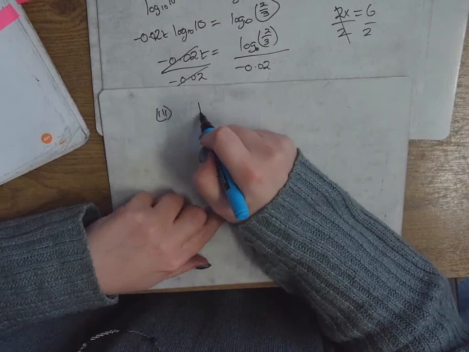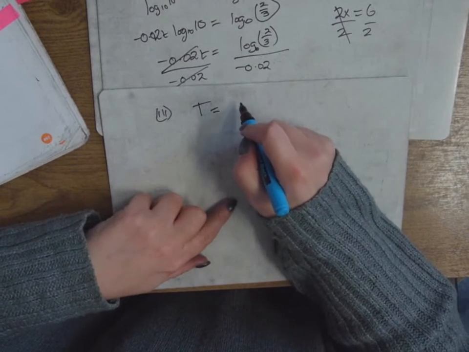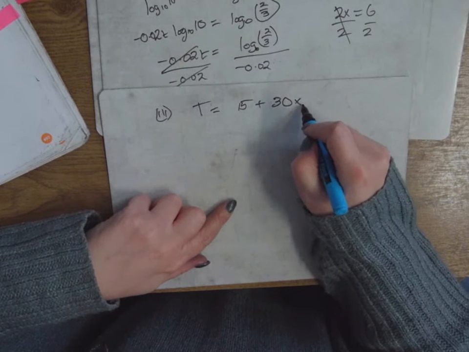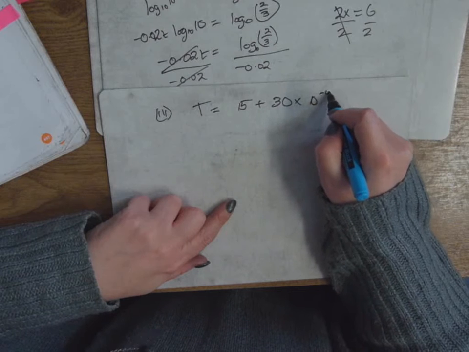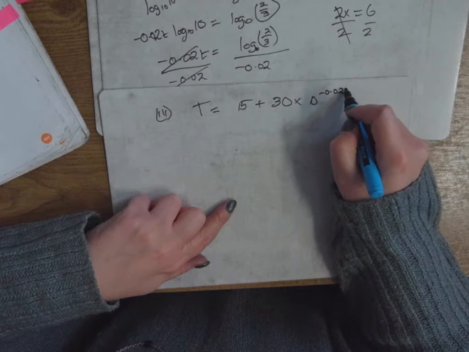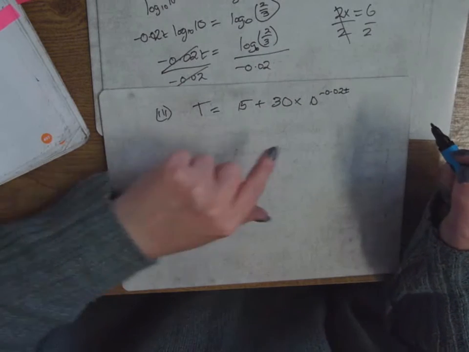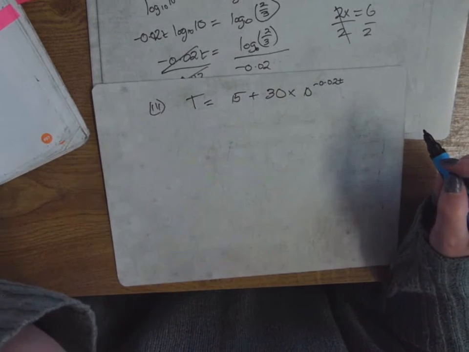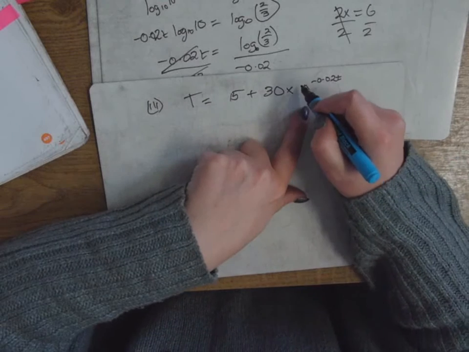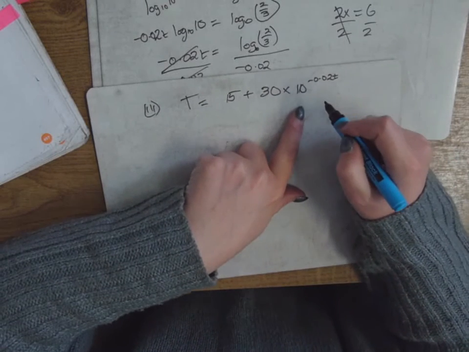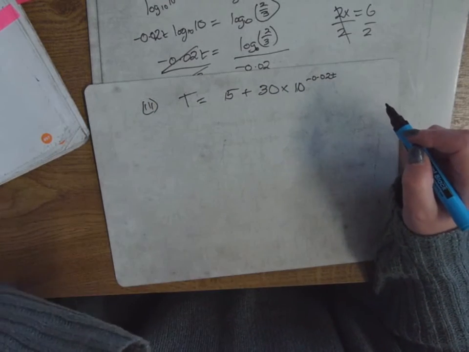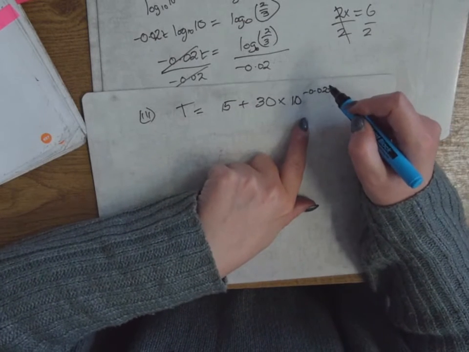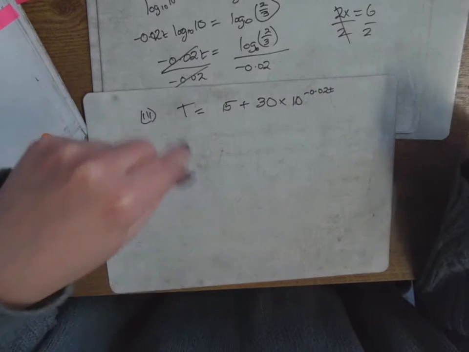So, temperature is equal to 15 plus 30 times 10 to the minus 0.02t, right? Would you agree this is getting smaller and smaller? As time gets bigger, this gets smaller. Would you agree? So that's kind of heading for naught, isn't it? As time goes on, 10 to the power of minus 0.02t gets smaller and smaller.